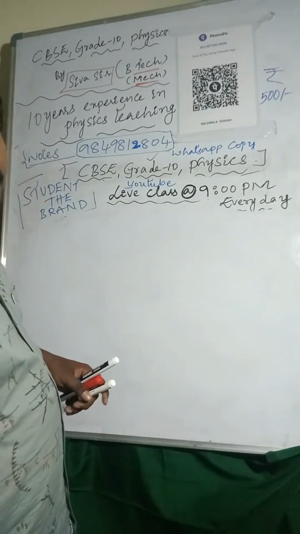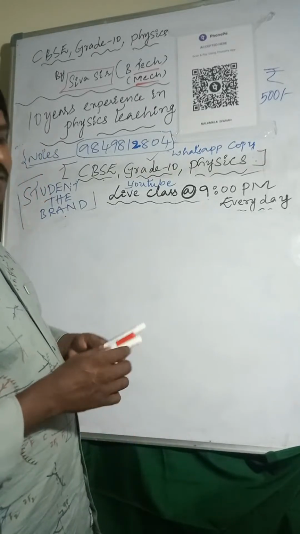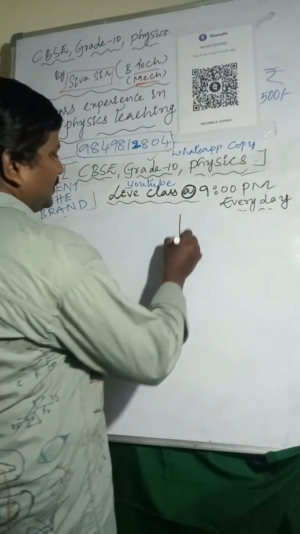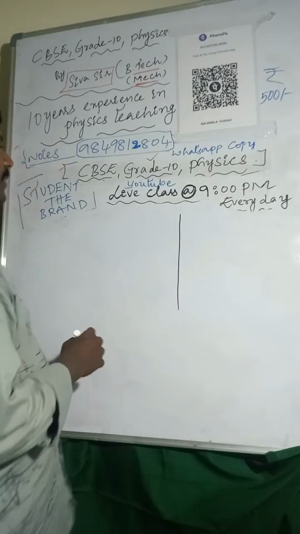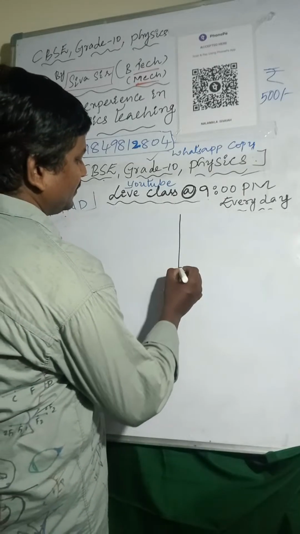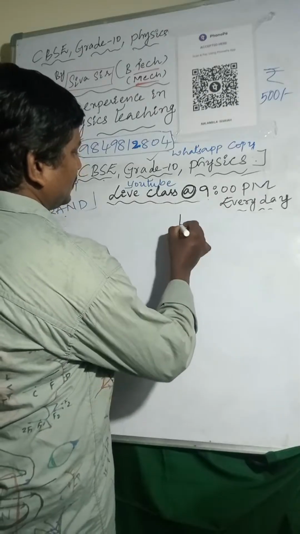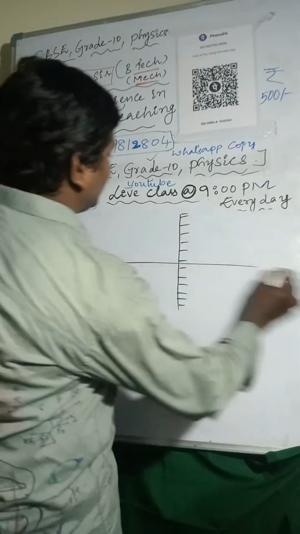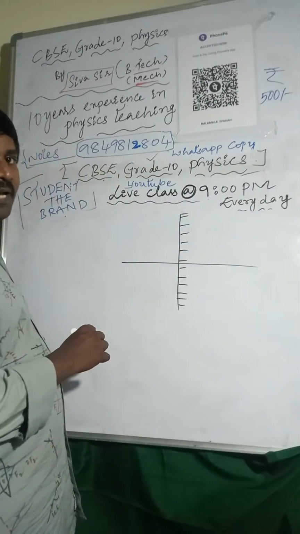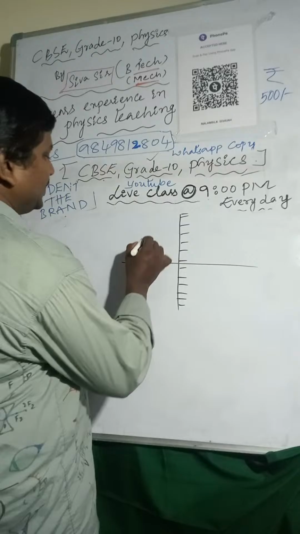Okay, so object and image is very important. So now I am explaining. So here I'm taking the plane mirror, the coated one. So here it is coated. So I'm taking the plane mirror, the principal axis. So here is the incident ray.